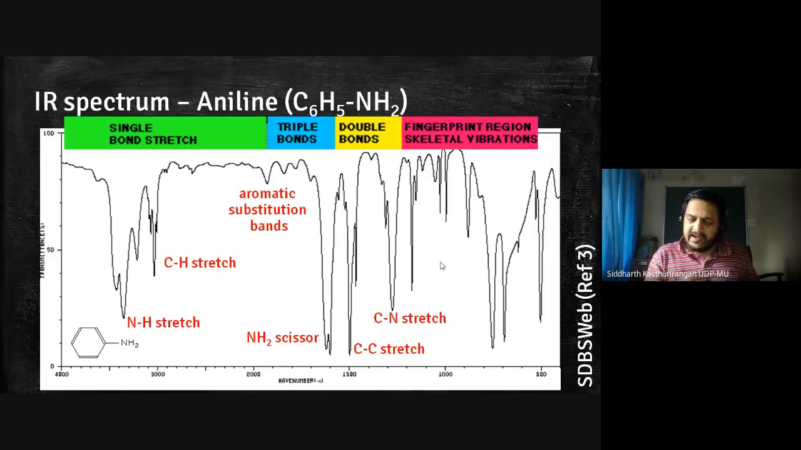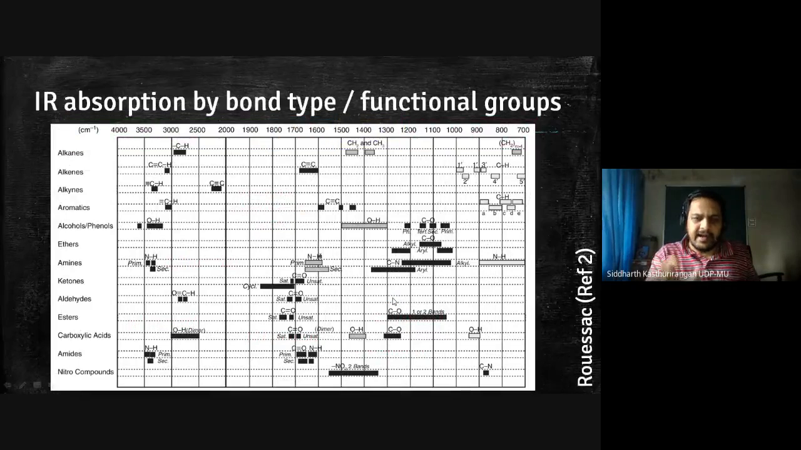It is not needed also, because already people have done all this homework. Which region shows what, and in fact you get ready-made tabulations like this, of what you should find in which region for which type of compound.